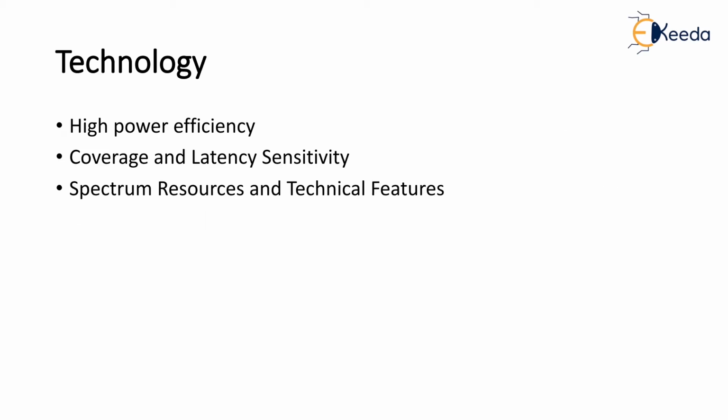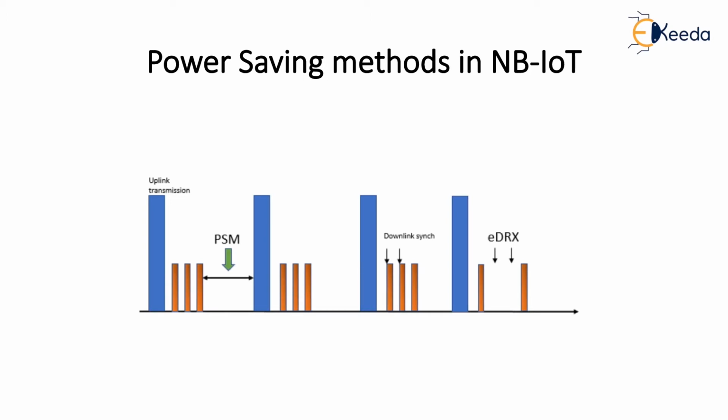So next we are going to see about the technology. So what about the technology? It deals with high power efficiency and coverage and latency sensitivity, and also the spectrum resources and technical features. So coming to high power efficiency. In IoT technology, it is required that the battery lifetime should last at least 10 years for low data rates and subband, that is 1 GHz frequency.